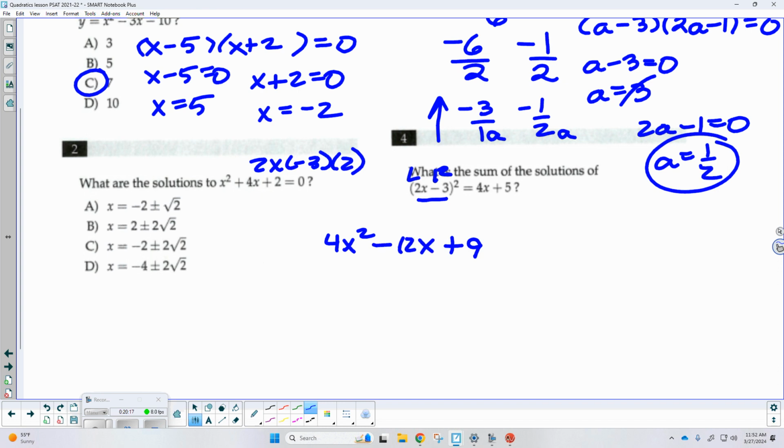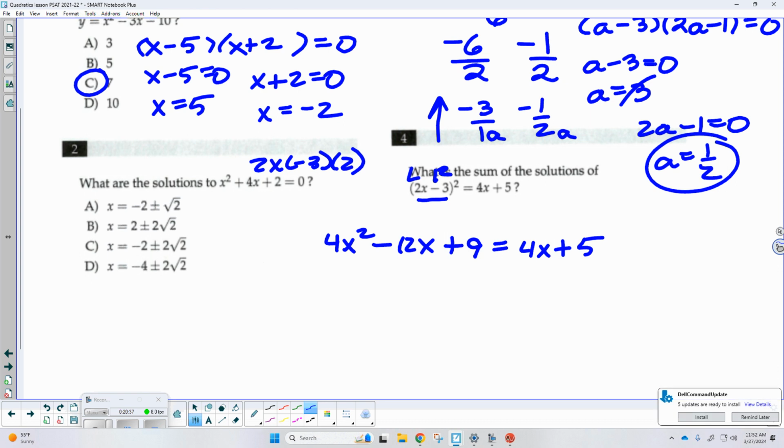12x. Now, even if you expanded 2x minus 3 and FOILed it, you're still going to get the exact same thing. We squared the left, we squared the right, we doubled the middle, got it right. Or answers inside, however you want to say it. Now, this equals 4x plus 5.